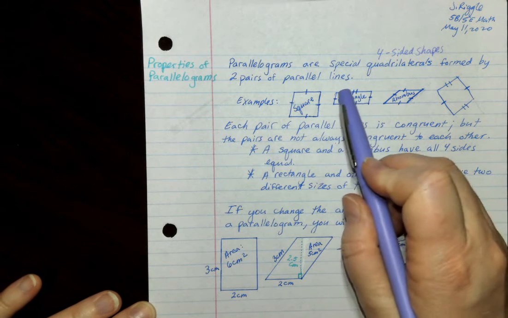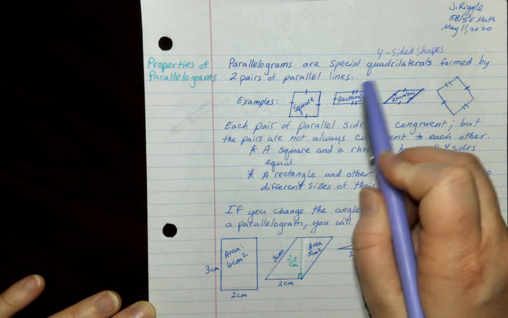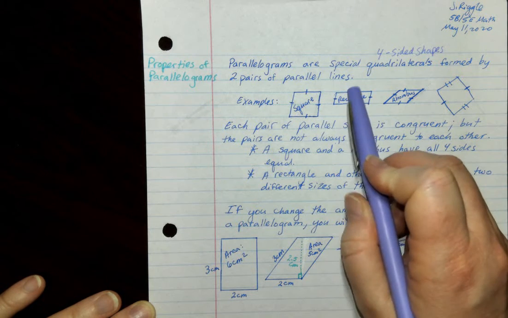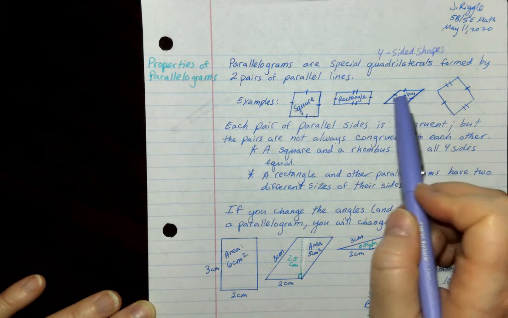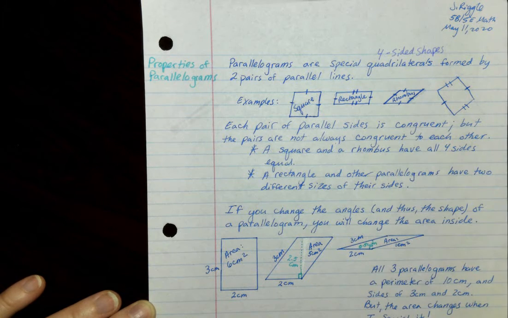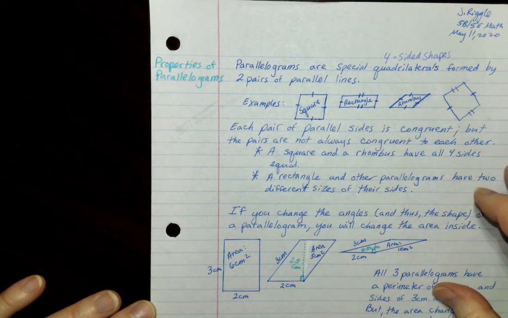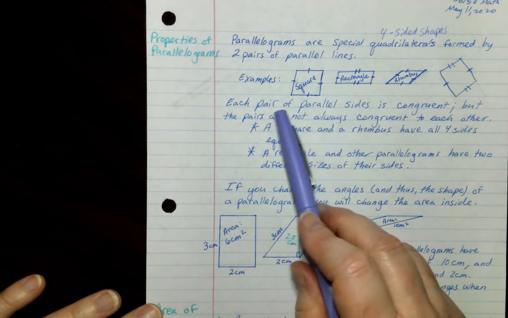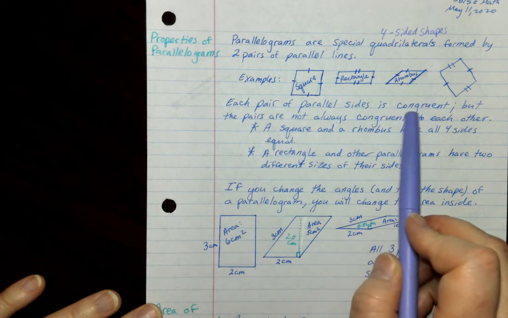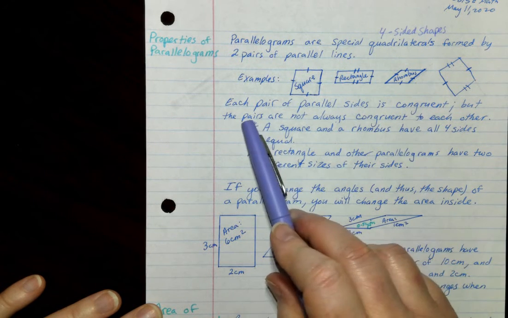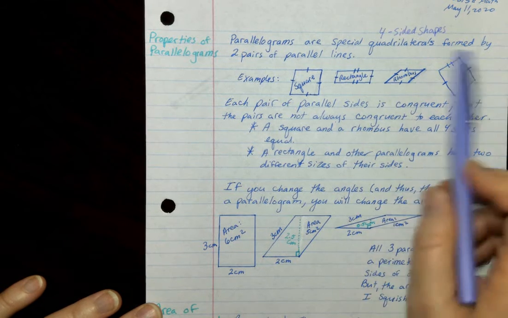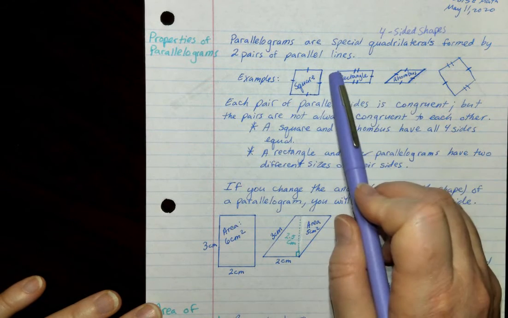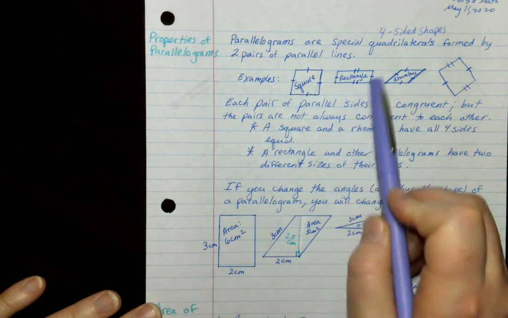A rectangle, these two lines are parallel, these two lines are parallel, but they're not the same size. A rhombus, these two lines are parallel, these two lines are parallel. This thing right here, these two are parallel, these two are parallel. So each pair of parallel sides is congruent, but the pairs are not always congruent to each other. So in these cases, congruent, congruent, congruent, congruent, but not congruent to each other.